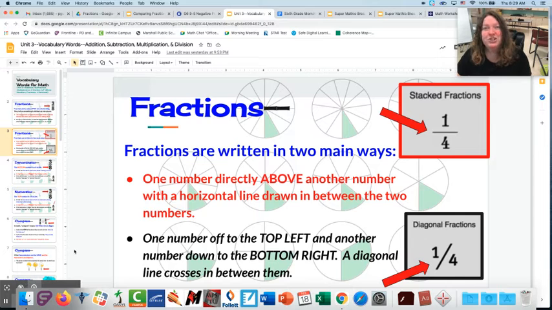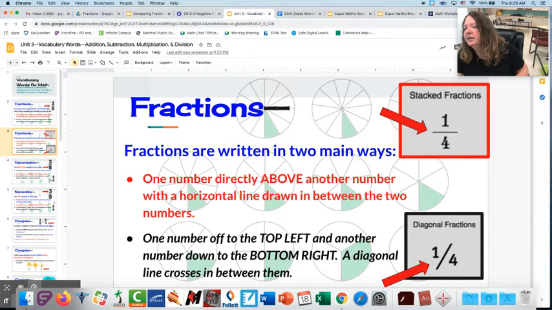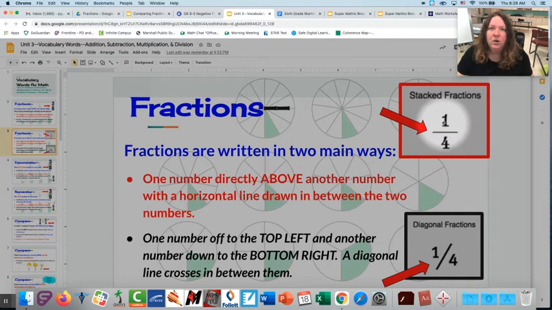All right, fractions are written in two main ways. In one way, the top number is written right over the top of the bottom number, and there's a line in between. That's called a stacked fraction if you're interested, but you can see a picture of it right here. See how one number is right over the top of the other number. That's one way.